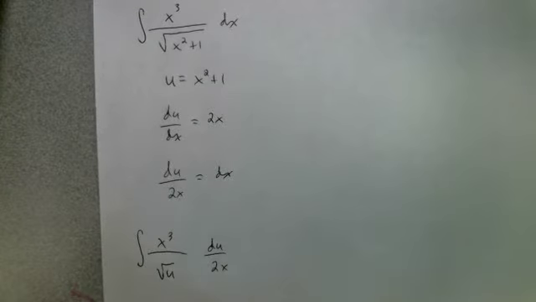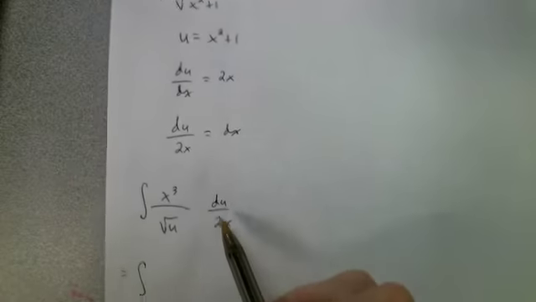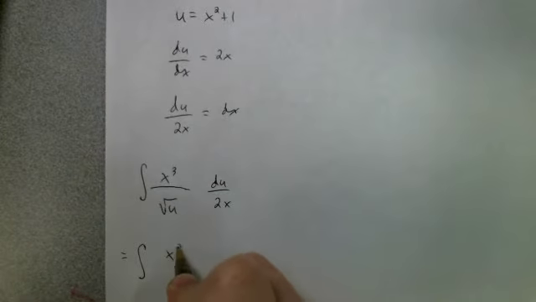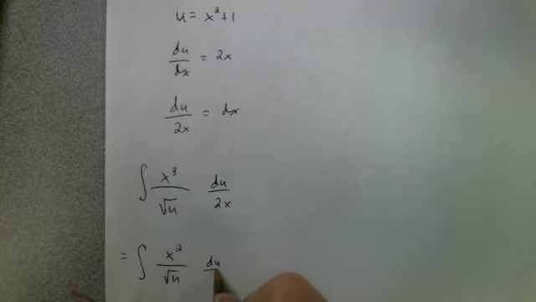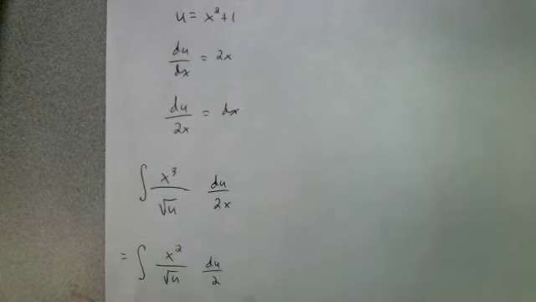Do a little algebra. I can cross off x's. So I got x squared over root u, and then I got du over 2. And now I got this problem. I'm mixing x's and u's. Can't mix x's and u's. I'm supposed to have everything with just u's in here. So you got to say, well, can I change this stuff with x in it? Can I change it so that it only has u's in it?